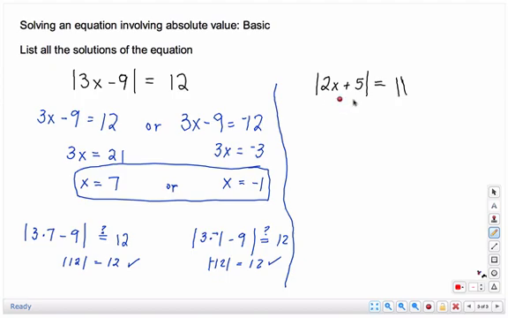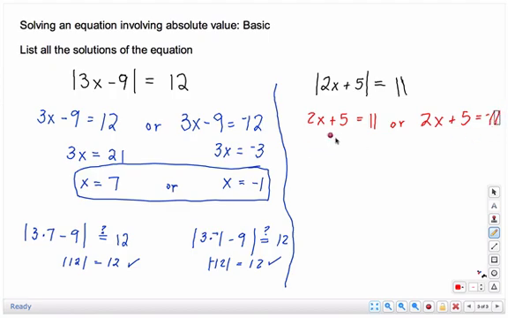Okay, so when you solve this absolute value of 2x plus 5 equals 11, we separate that into two different problems. We find out what value makes 2x plus 5 equal to a positive 11. We also want to find out what value would make 2x plus 5 equal to a negative 11. And then you just solve both of those equations.